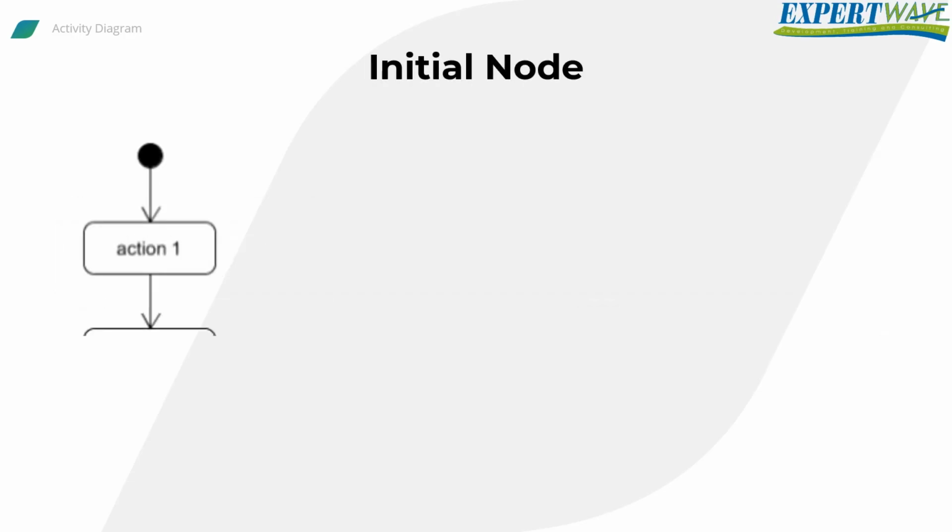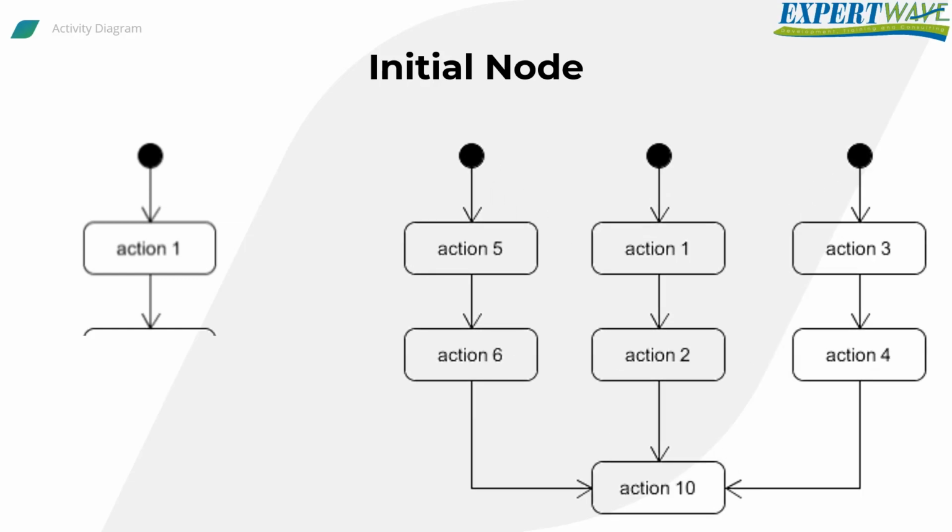An initial node is the starting point for an activity. An initial node can have no incoming edges. Activities may have more than one initial node. In this case, invoking the activity starts with multiple flows at each initial node.